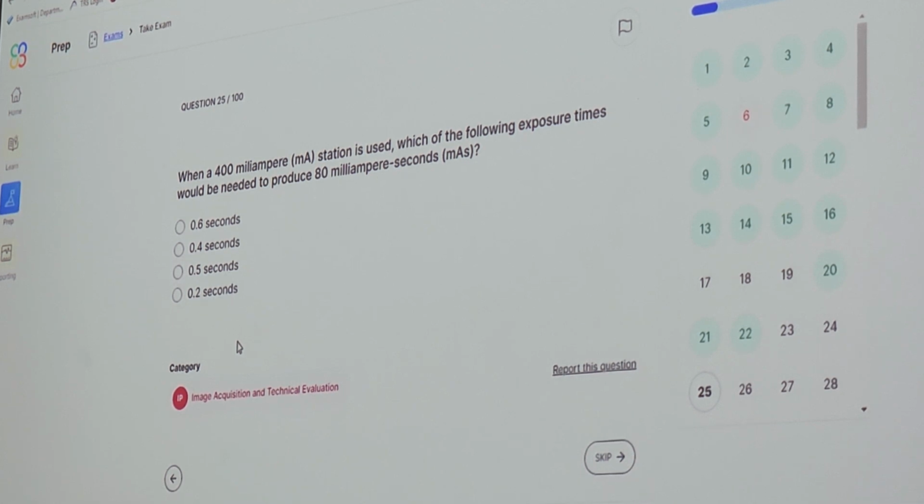So try something else. Or you can multiply all those numbers by mA until you get 80, the brute force approach. 0.2? So how did you get 0.2? What did you do to get 0.2? I cut it in half. I guessed it. You guessed? All right, let's take a look at this question.